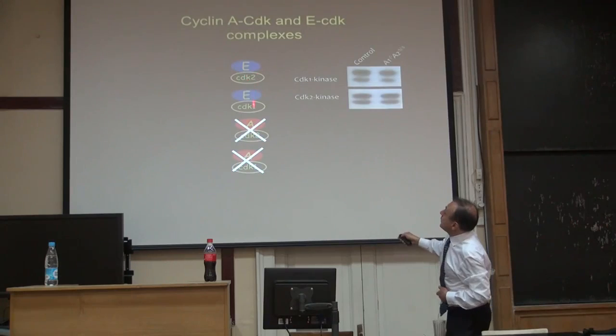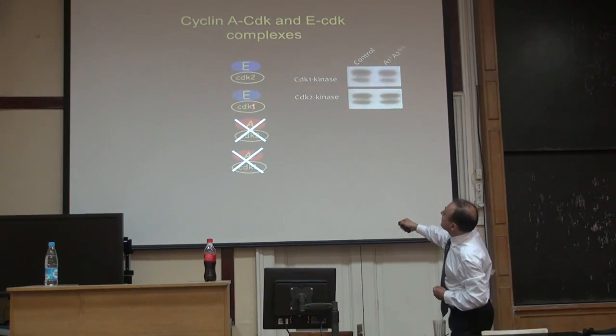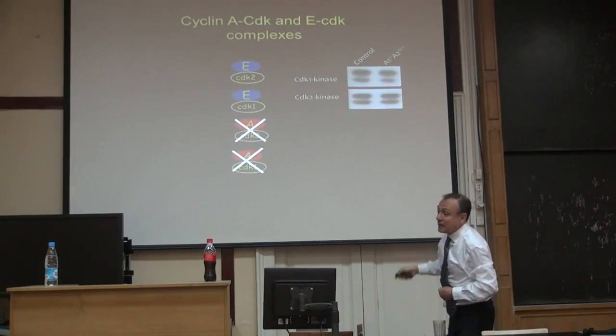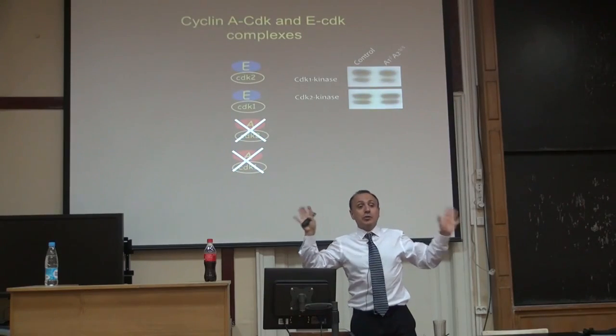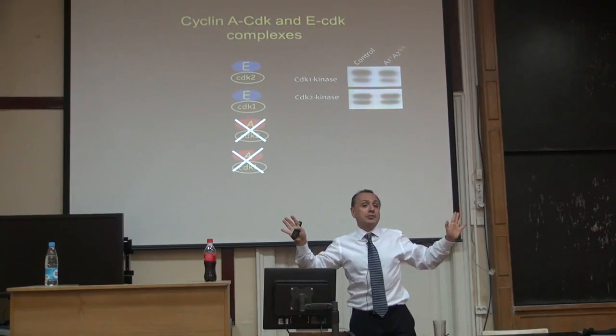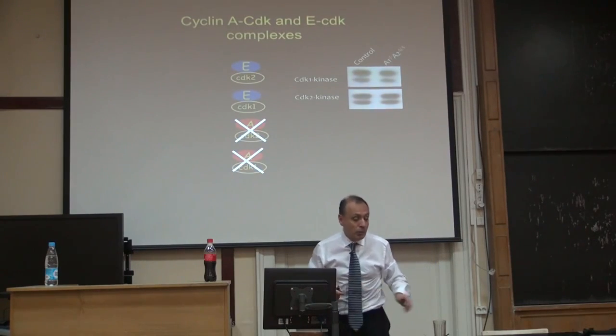I told you that both cyclins can activate CDK1 and CDK2, and we have shown that if we knock out these ones, CDK1 and CDK2 are still active. Can we just conclude that E and A perform overlapping functions, and just move to the second lecture? So what do you think?